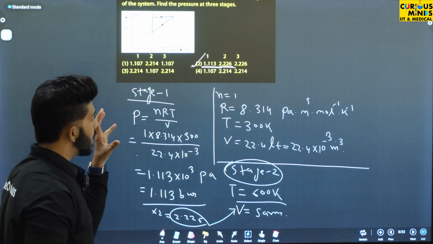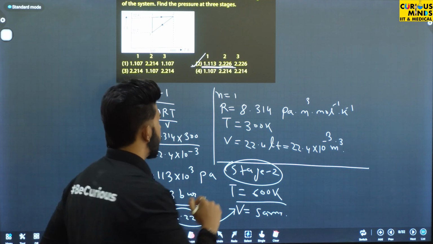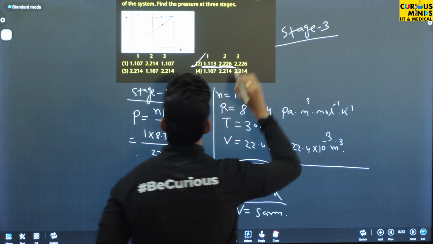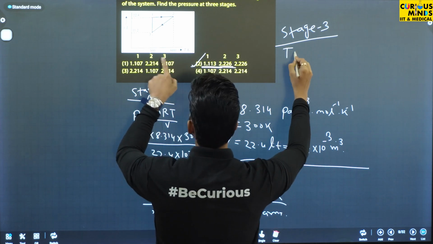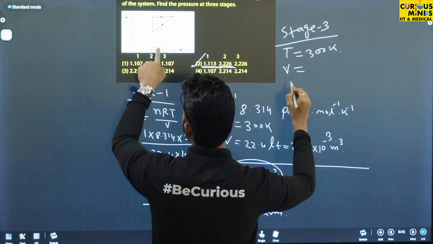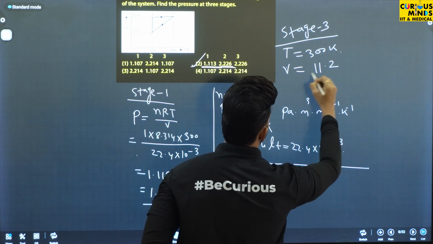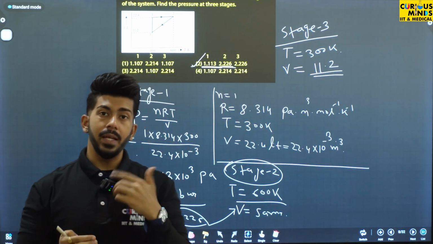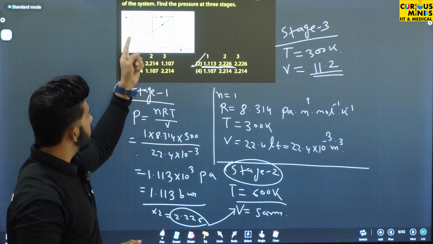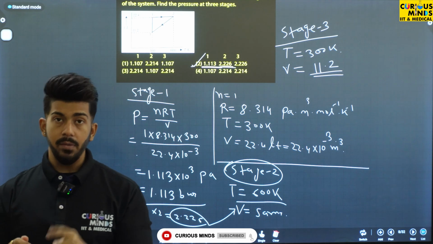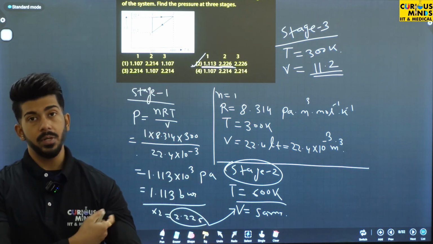Now let's talk about stage 3 and the last stage. If I just talk about stage 3, look, the temperature is now 300. That means the temperature is the same, while the volume became 11.2. That means the volume got halved. The volume earlier at stage 1 was 22.4, but the temperature was 300. At stage 3 the volume is halved, but the temperature is the same.